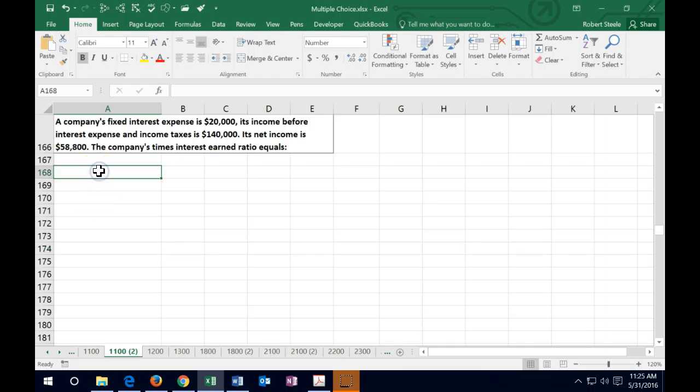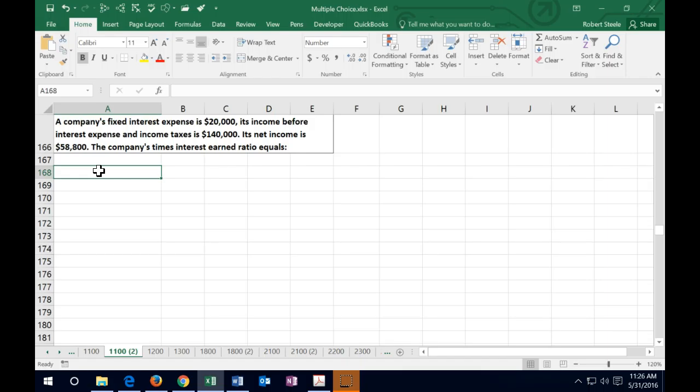So if we're trying to figure out the times interest earned ratio, what we're trying to do is figure out how many times over we could pay the interest on a particular debt, given basically the net income. If we're trying to give a loan, we want them to be able to pay at least the interest on the loan. How many times over could they pay that? That'll give us some idea of how secure our loan is.